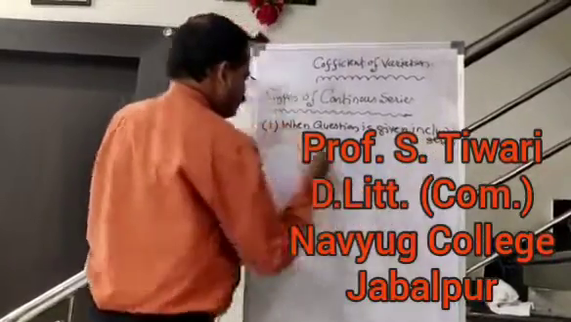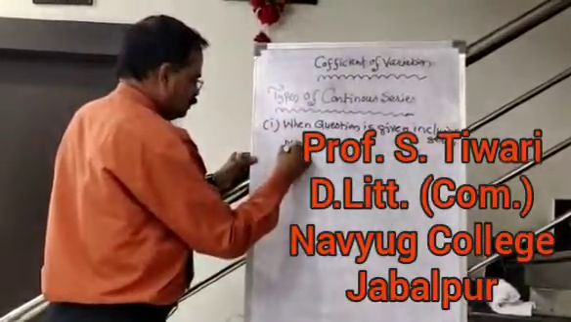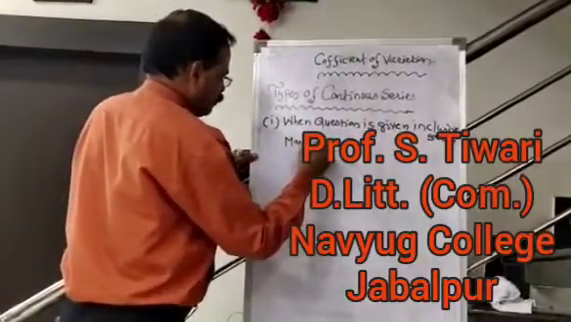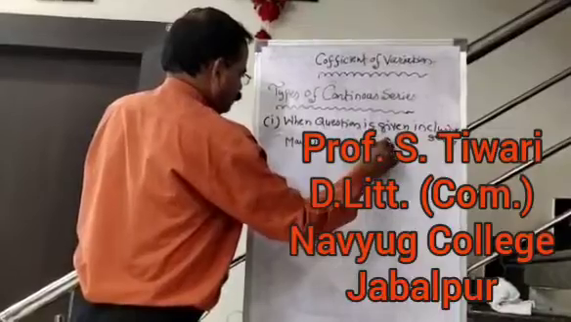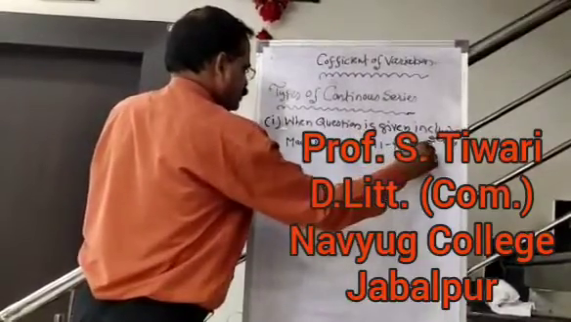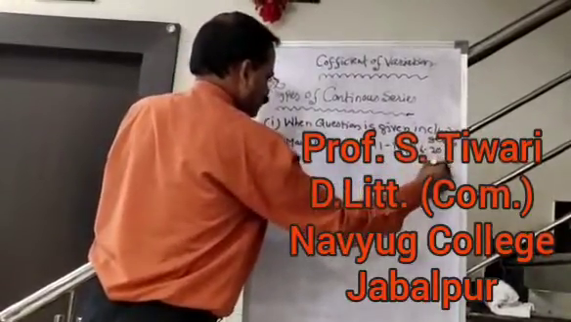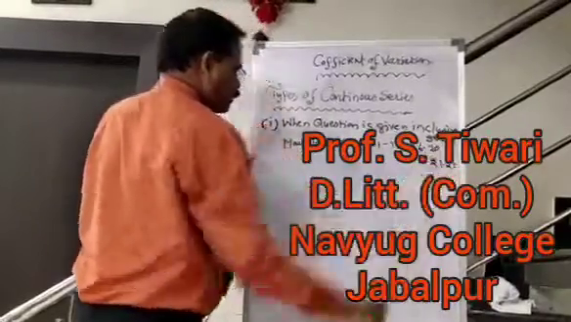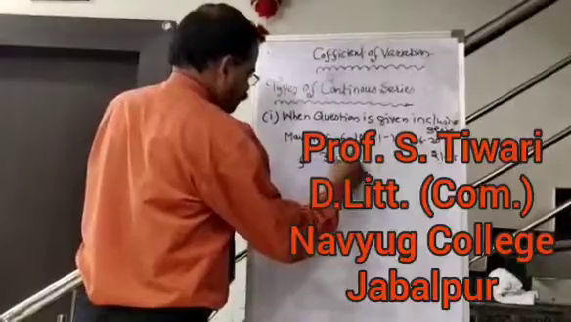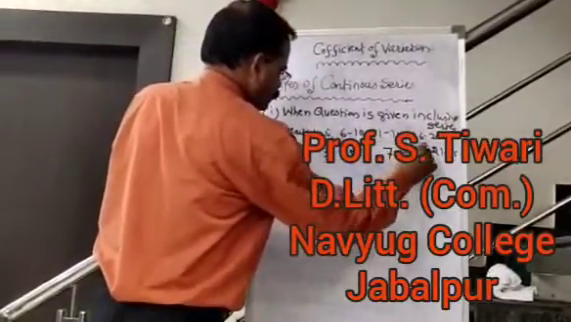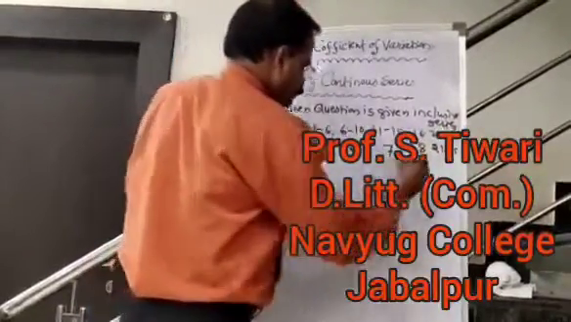What is the recognition of inclusive series? Marks 1 to 5, 6 to 10, 11 to 15, 16 to 20, 21 to 25. Frequency 3, 5, 7, 8, 7.